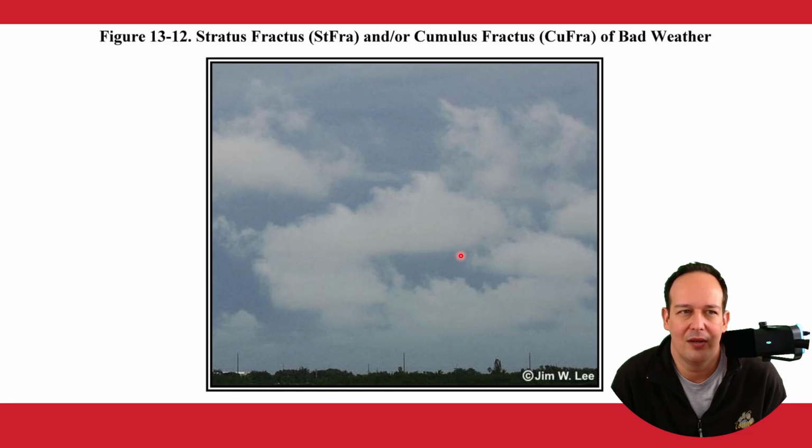And next time you're out driving and there's a thunderstorm or a bad storm, just look up. You might see some tiny little clouds that are close to the ground moving relatively quickly. That's going to be your stratus fractus or the cumulus fractus clouds.